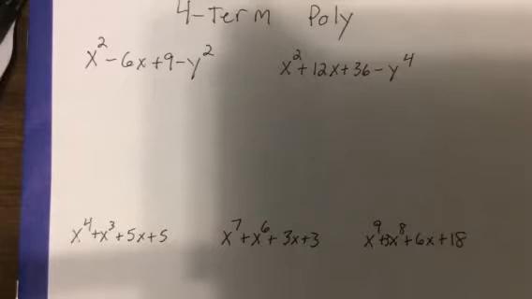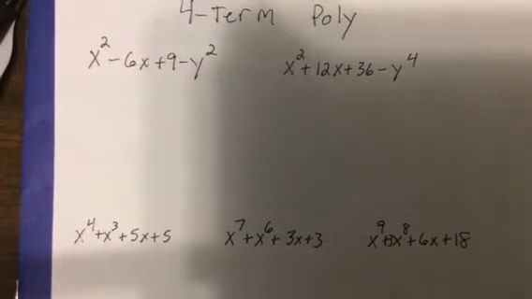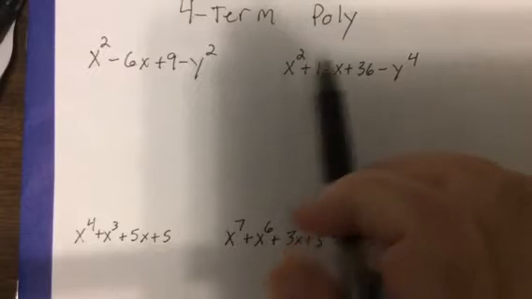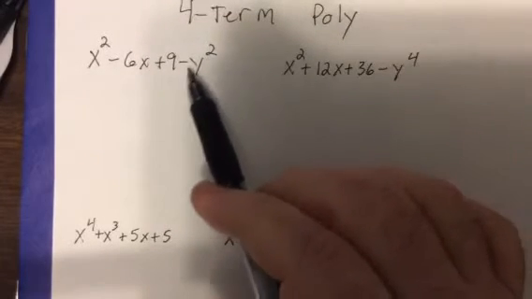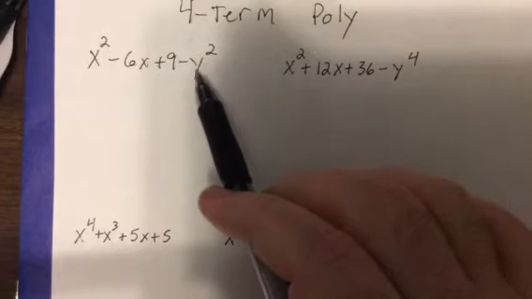Woohoo, that's pretty radical. So what I would like you to do is just do these top two right now. That's what we did yesterday. So there's two types of four-term polynomials.